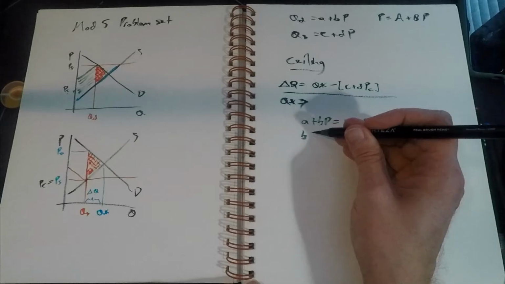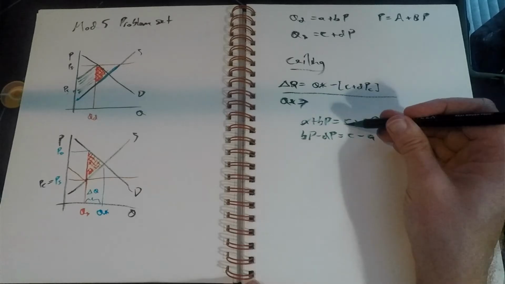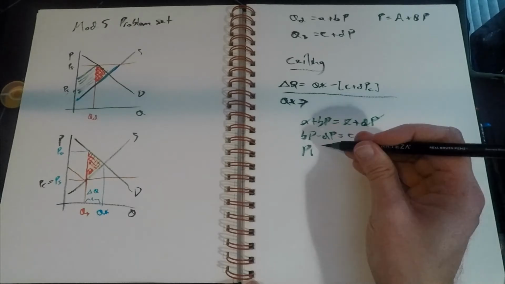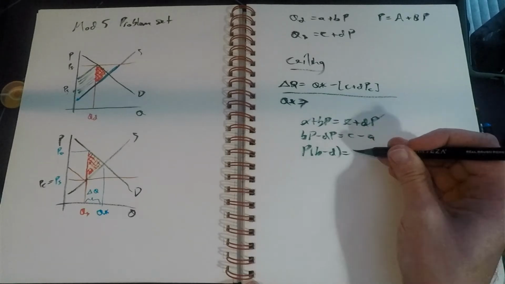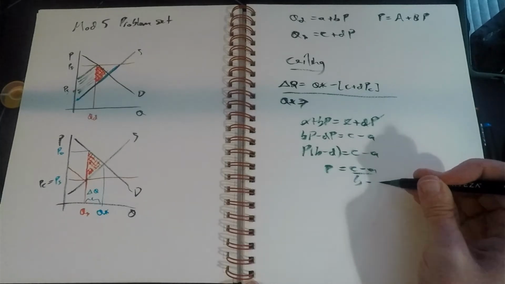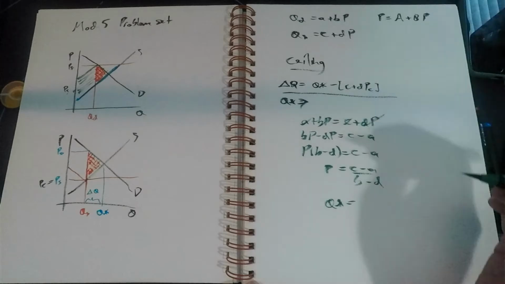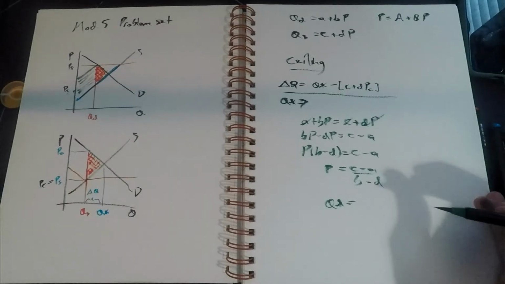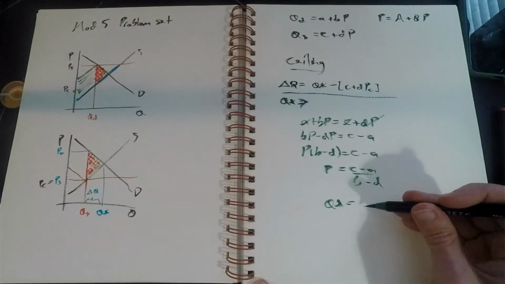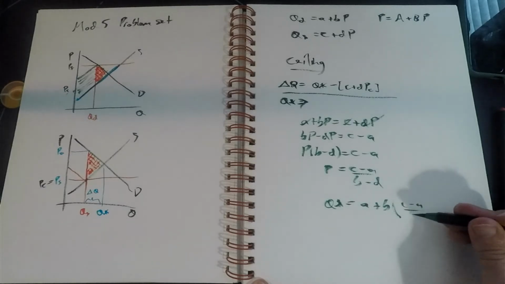So BP minus DP equals C minus A. Took care of the A, took care of the C, took care of the BP, took care of the DP. Factor out the P. B minus D equals C minus A. P equals C minus A over B minus D. And Q star equals, plug this into either one of these. It really doesn't matter when we're not dealing with the problem with the tax. So let's call this A plus B times C minus A over B minus D.